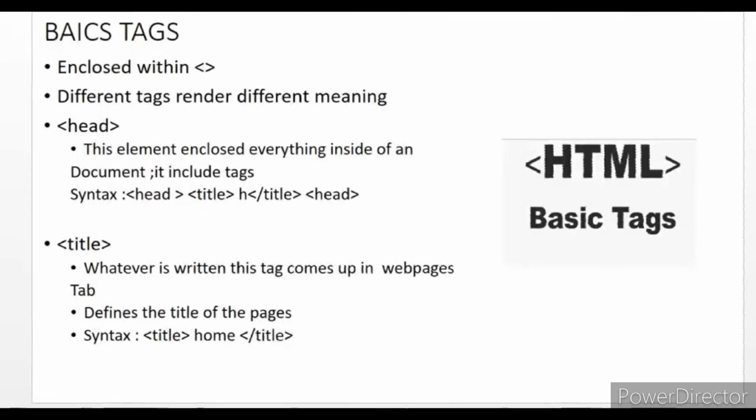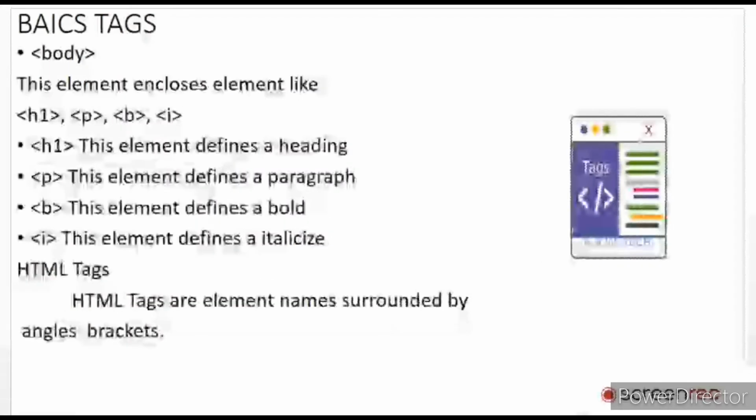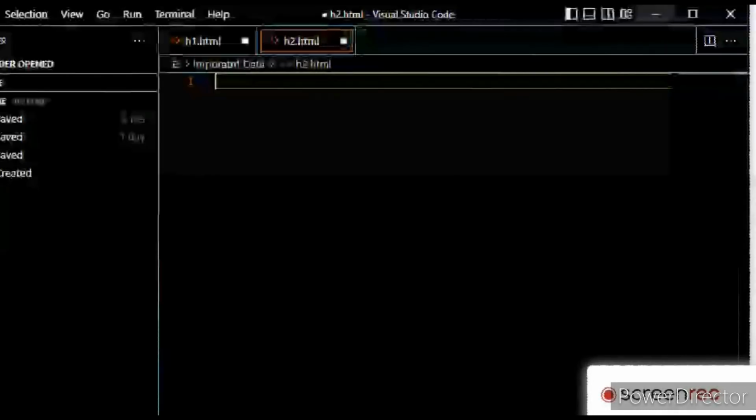Body tag: this element includes elements like the paragraph tag, bold tag, and italic tag. HTML tags are element names surrounded by angle brackets. Let's start it.